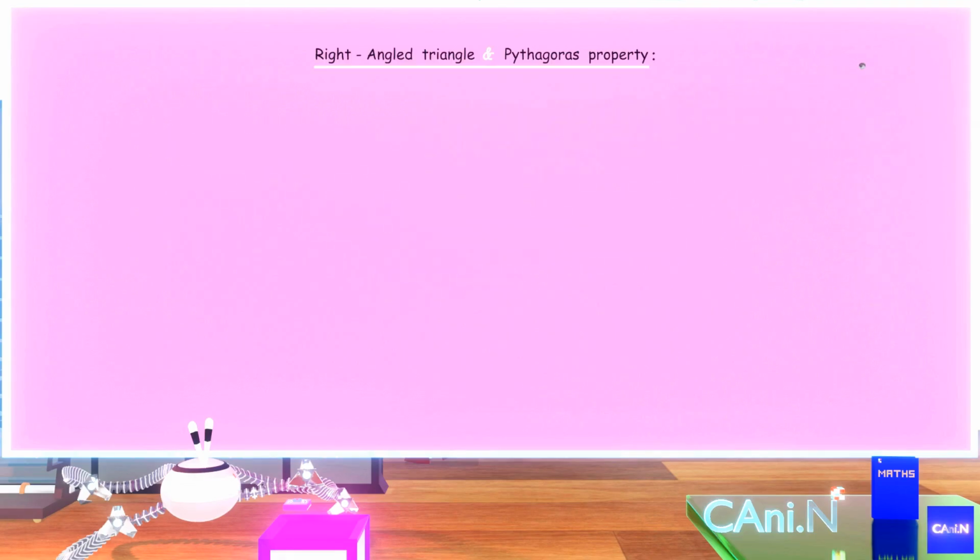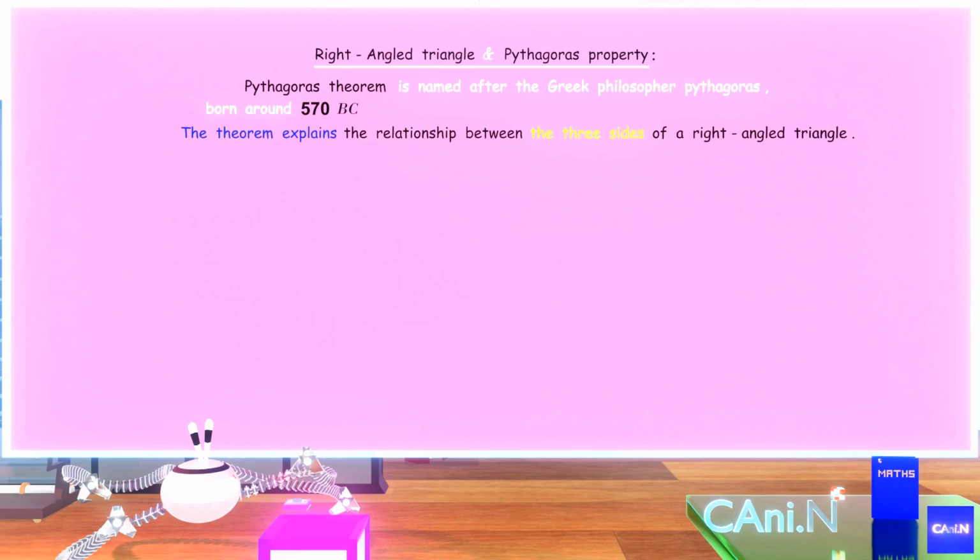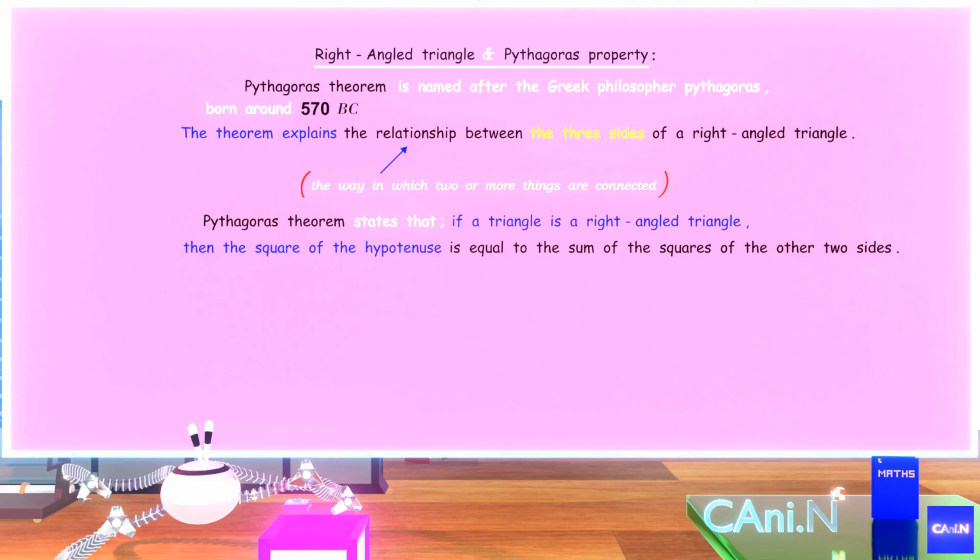Right-angled triangle and Pythagoras property. Pythagoras' theorem is named after the Greek philosopher Pythagoras, born around 570 BC. The theorem explains the relationship between the three sides of a right-angled triangle. Here relationship means the way in which two or more things are connected. Pythagoras' theorem states that if a triangle is a right-angled triangle, then the square of the hypotenuse is equal to the sum of the squares of the other two sides. That is, BC squared equals AB squared plus AC squared.